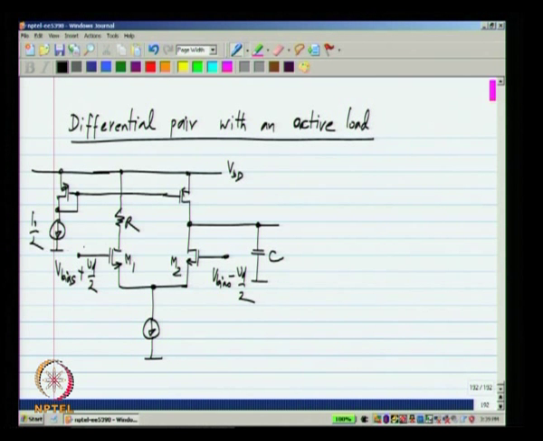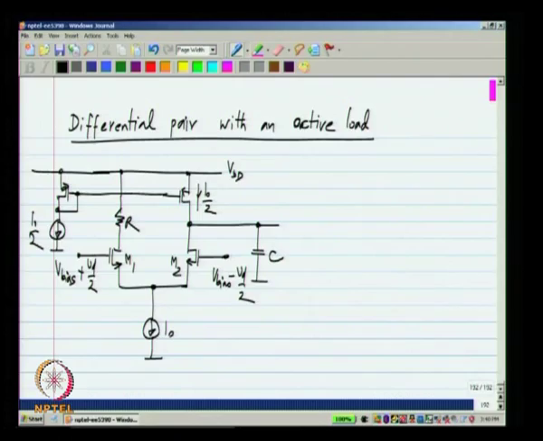Where this is I naught by 2. Okay. Now, let us assume that these transistors are in saturation region and go with the analysis. Now, this is a way of doing it, but this is also looking particularly wasteful, because we have an extra bias branch of I naught by 2, and we also have a current of I naught in the tail of the differential pair M1 M2.